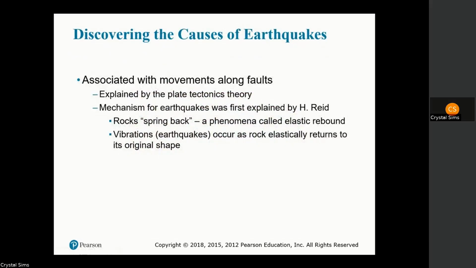So how did we figure out what caused earthquakes? Well, we know from looking at fossil records that there's been uplifting, right? That a lot of the Earth's crust, or large sections of the Earth's crust, have been uplifted or thrust upward because we have found marine organisms, or fossils of marine organisms, on the surface of the Earth.